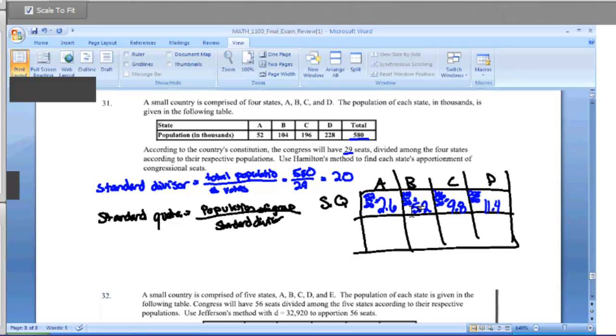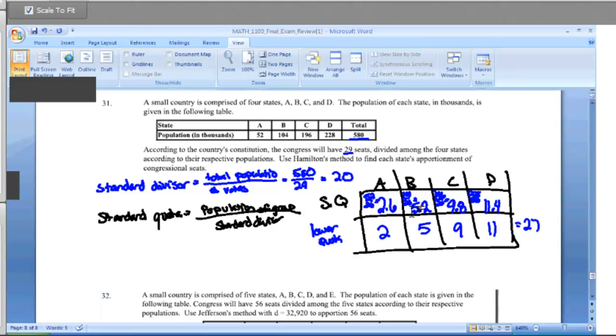So, using Hamilton's method, we drop off the decimals. So we just put the whole number. So the lower quota is going to be 2, 5, 9, and 11. Now, if we add this up, the problem is that that's only 27, which means we have 2 more votes, so we have to distribute amongst these 4.